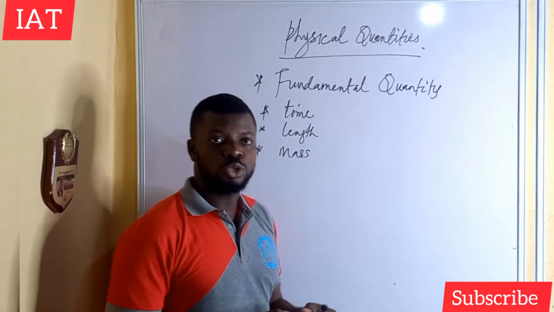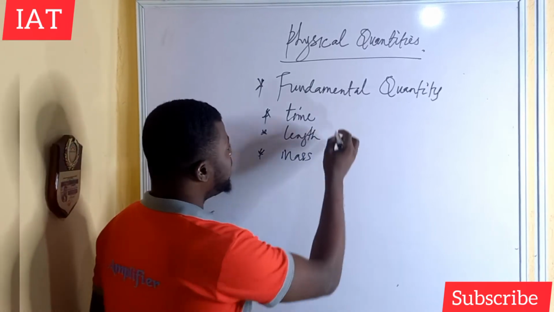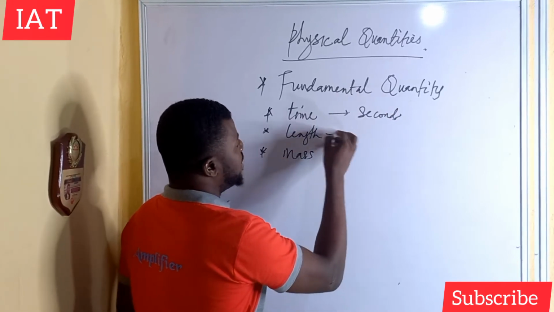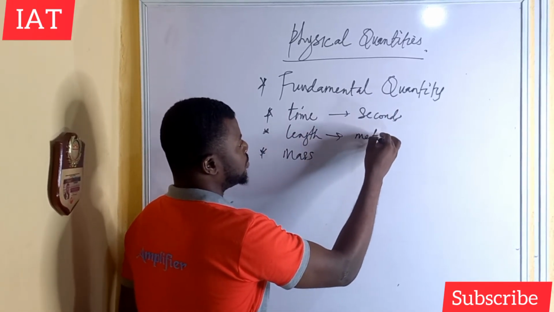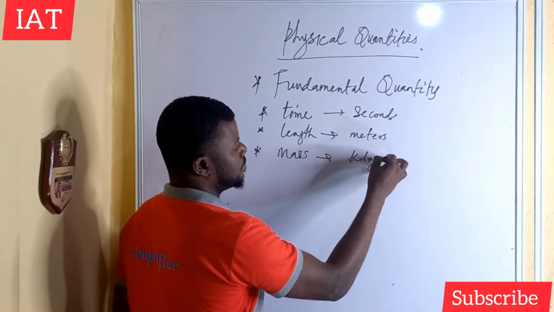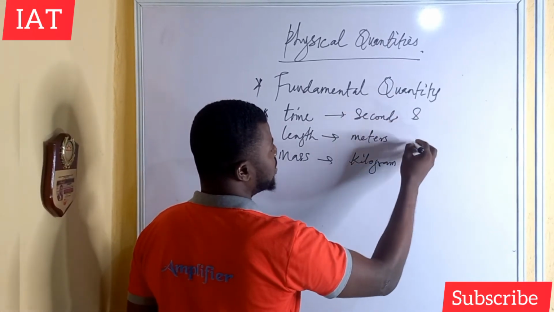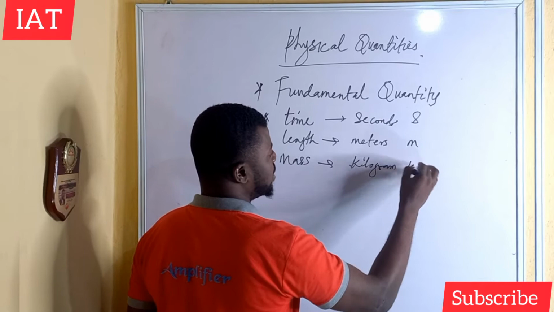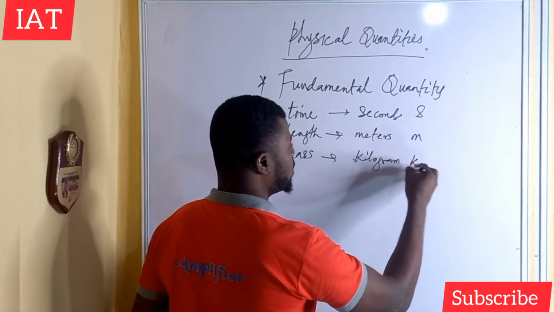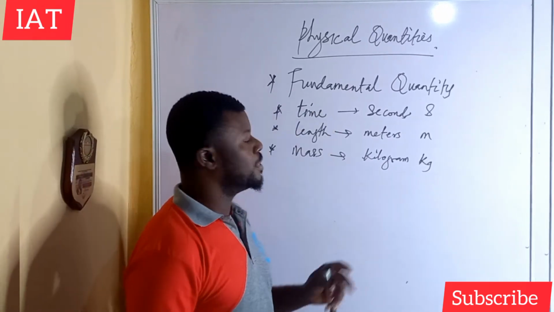I would also like to show you the units in which these quantities are measured. Time is measured in seconds, length is in meters, and mass is in kilogram. The short way of writing this, or the symbol for this, is s, here is m, and here is kg. We use kg as kilogram for mass. So these are the basic fundamental quantities.